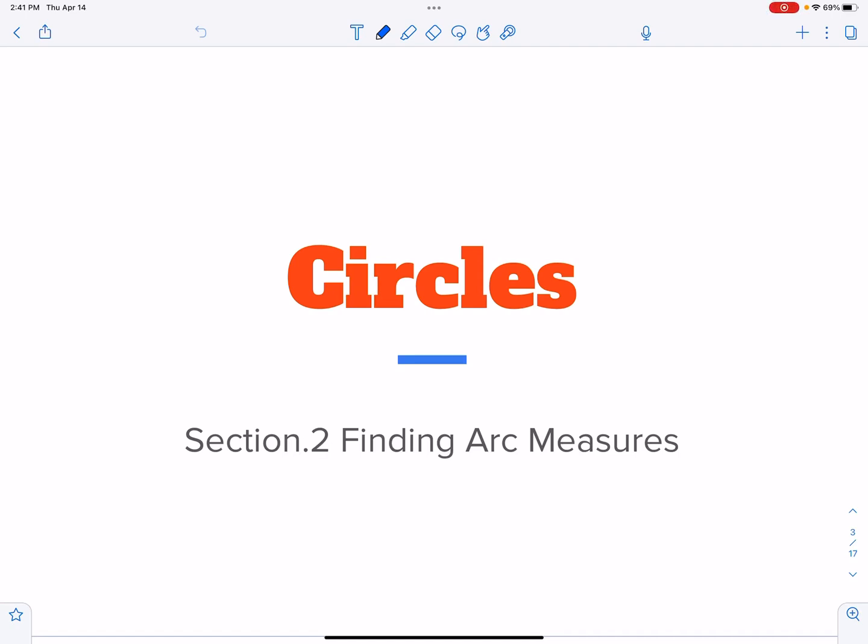Okay, this lesson is over finding arc measures. There's going to be a couple different ways that we measure these things and find them throughout the course of the chapter. Arc measures are just going to kind of help us find distances around the outside of the circle. It'll be pretty self-explanatory for the most part.